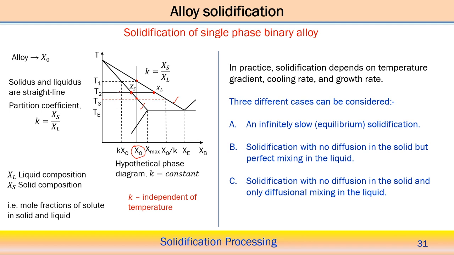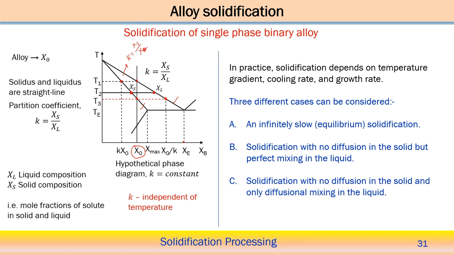So at temperature T1, this is the composition kx0, and xe the eutectic composition. But at temperature T3, in this case it is x0 by k, because x0 is the actual composition and k is the partition coefficient. If the partition coefficient is considered, then xs equals k into xl, where the liquid phase composition equals x0. That is why at this particular point k equals xs by xl, because at this temperature this is the liquid composition of this alloy. Therefore xs is equal to k into xl, but xl here means x0.